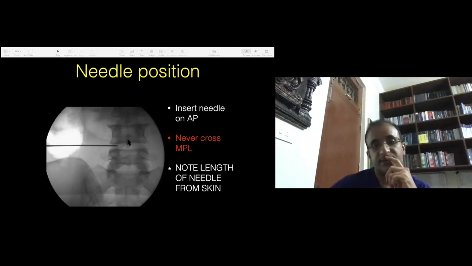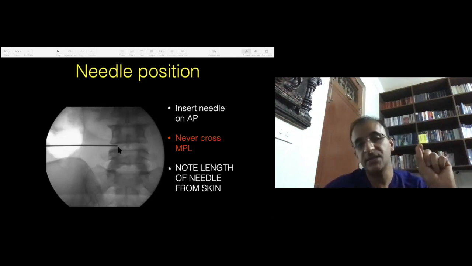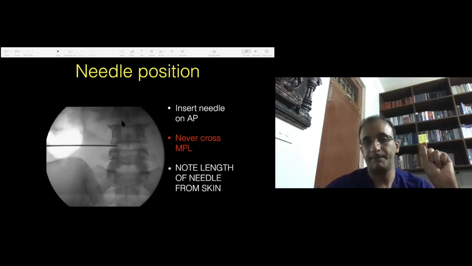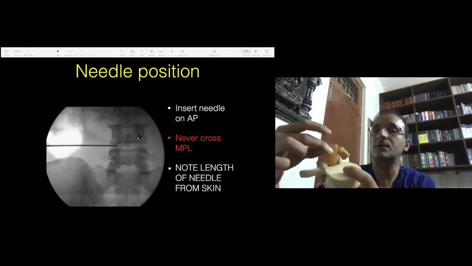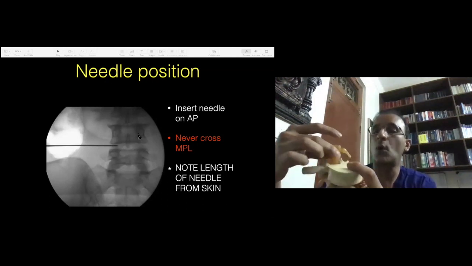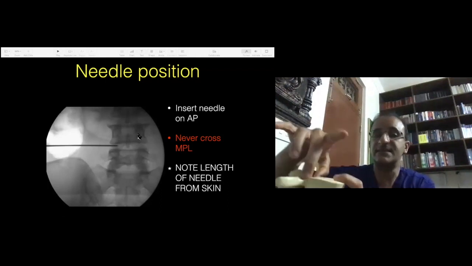The second important thing is the medial pedicle line. MPL means the medial pedicle line. I marked this in red. Never cross the needle beyond the medial pedicle line. Why? Because the theca is from here to here, isn't it? The theca and the cord are between the two pedicles, isn't it?